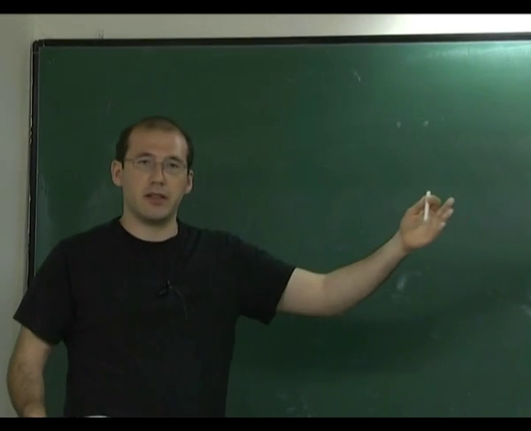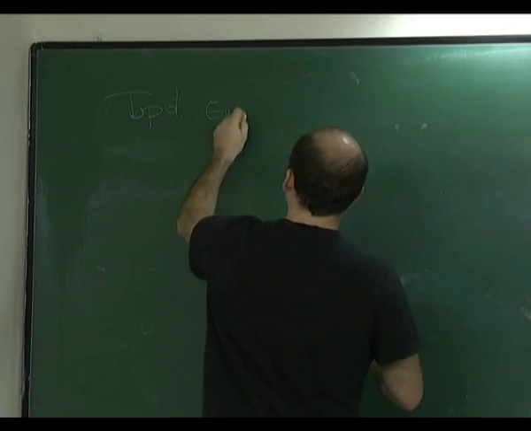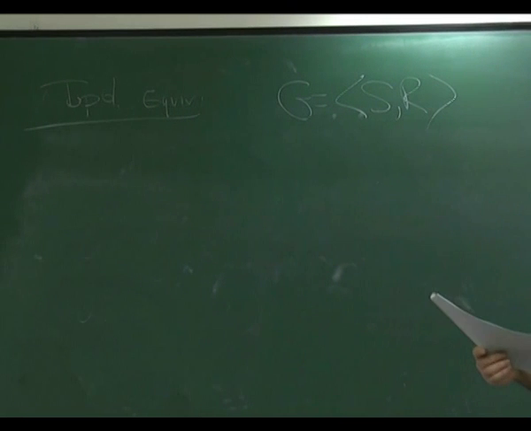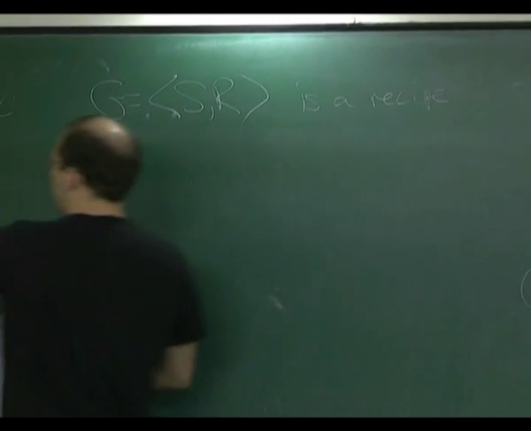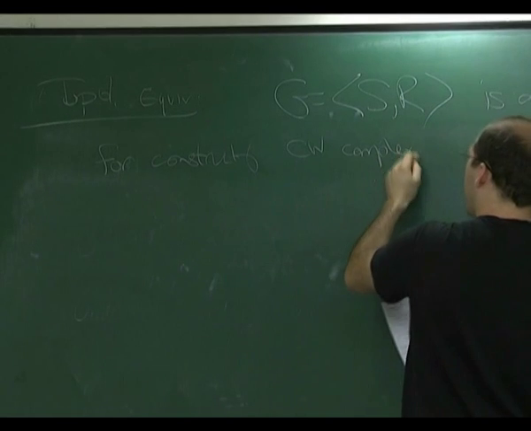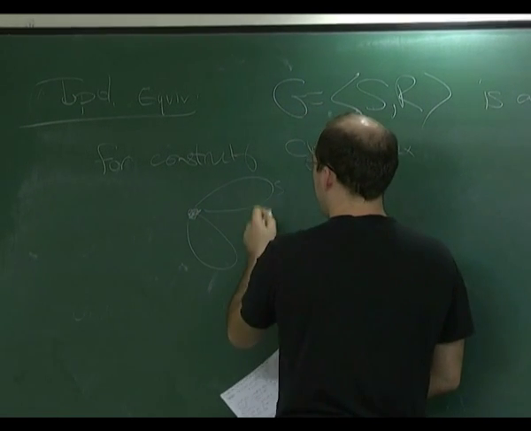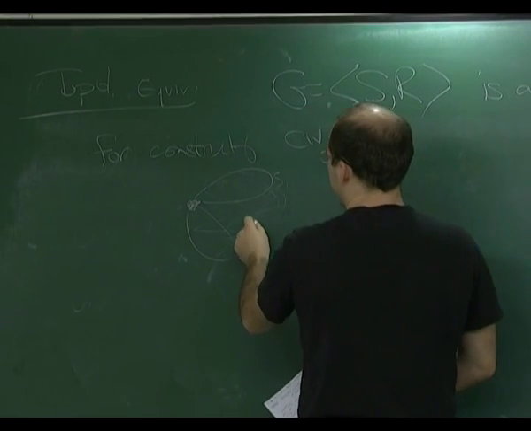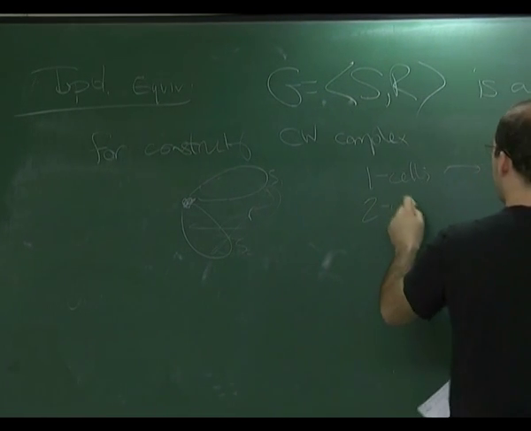But first, I want to give an equivalent question, which is nice and topological. So the topological equivalent. When you have a presentation of a group, we learned this in our first algebraic topology class, this is a recipe for constructing a cell complex, a CW complex. You start with a single zero cell, a point, and you attach a loop for each generator, and then you attach a two cell for each relation. So one cells are S, and two cells are R.